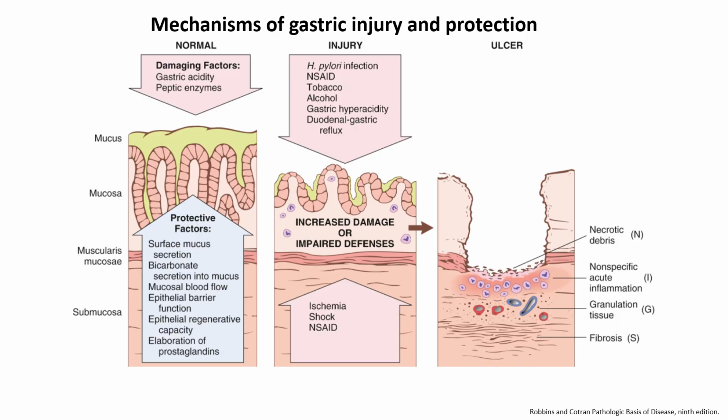So when gastric injury occurs due to the damaging forces overwhelming the protective factors, gastritis occurs. And gastritis can be an acute event or it can be chronic. And gastritis can lead to ulcer. An ulcer is a breach in the mucosa which extends into the submucosa or deeper. And ulcer can occur with acute gastritis or with chronic gastritis.